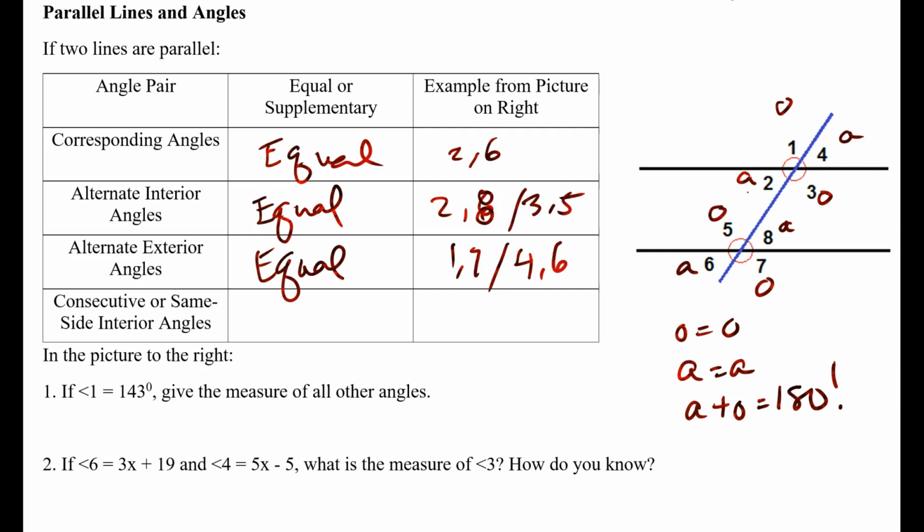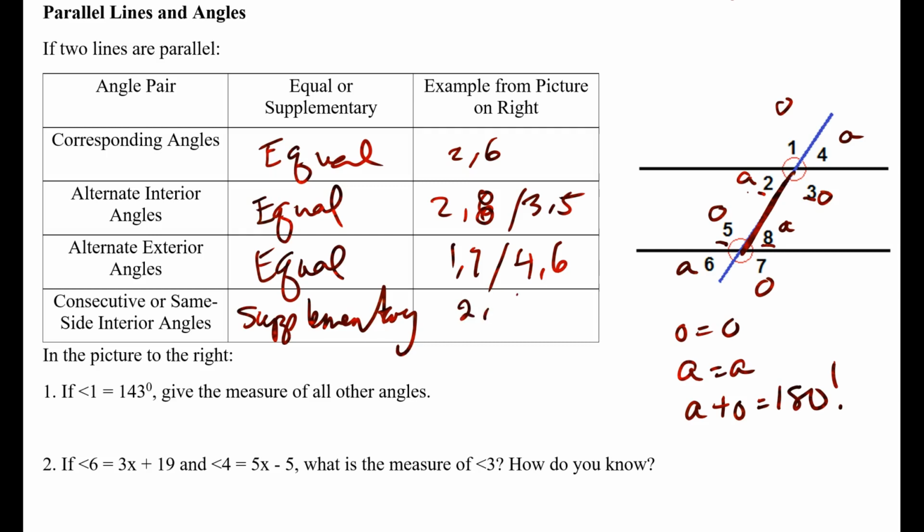Consecutive or same side angles. Same side. Okay, and we know that they are supplementary. You know why? Because if you're on the same side of this line right here, that means you're going to be an A and an O, and A plus O is 180. Same side, O and an A, you're going to be 180. All right?